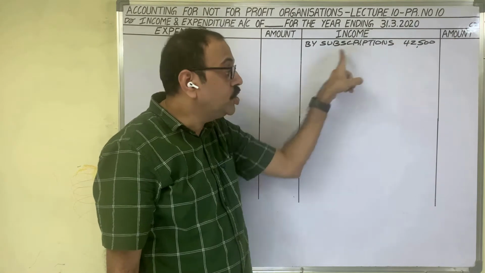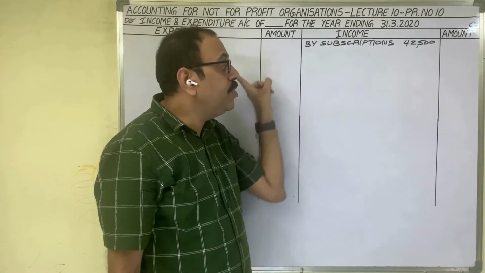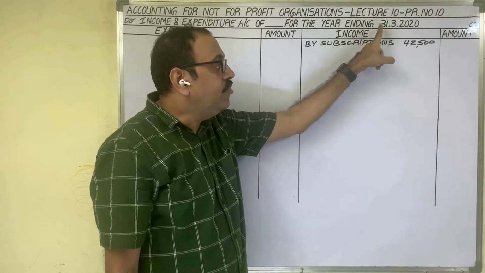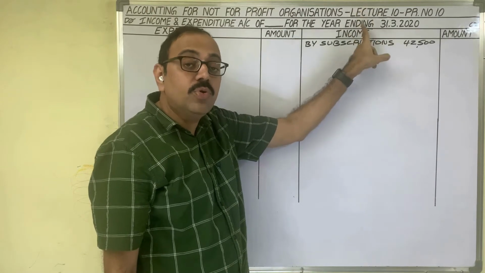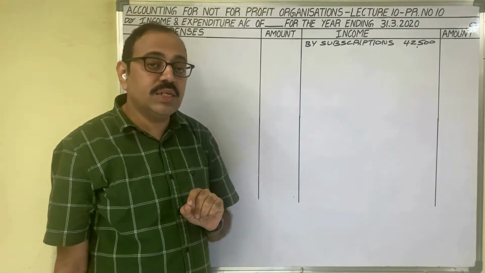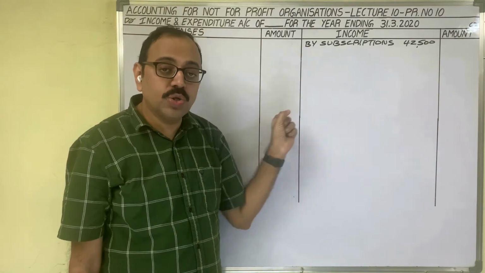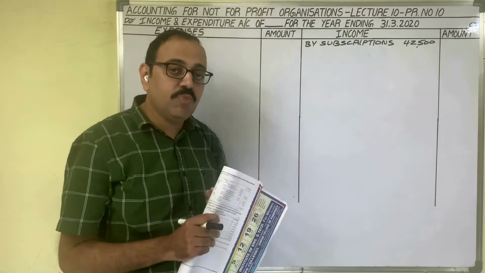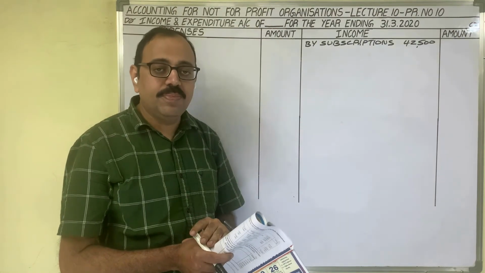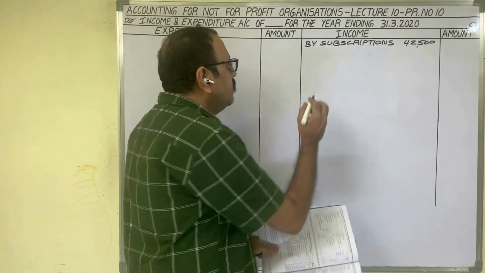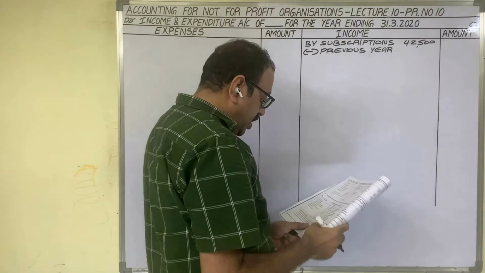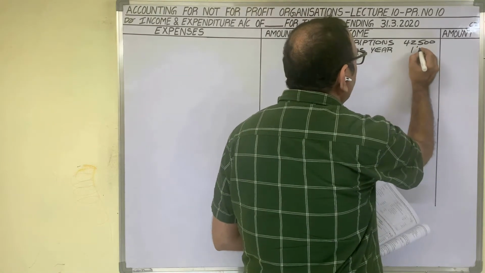Last year amount we should not show here, because why we are preparing this account? To know the surplus or deficit of current year. If you want to know the surplus and deficit of 2019 and 20 year, only 2019 and 20 years related expenses and incomes we have to show in this account. If any last year amounts are included or next year amounts are included, then we have to subtract them. Therefore, previous year amount we should deduct, minus previous year. Previous year subscription amount 1500 rupees.